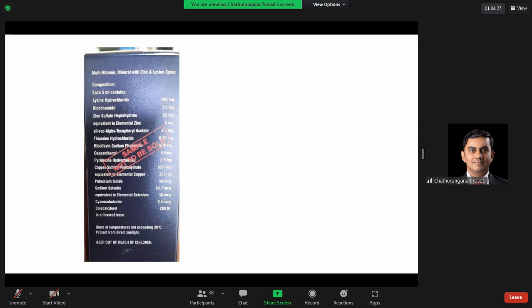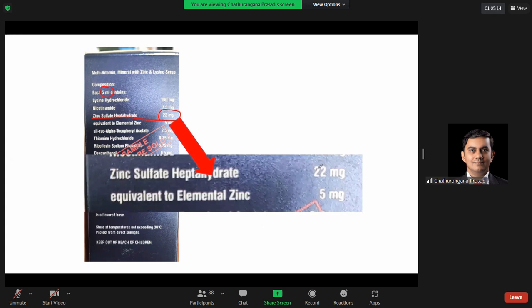Why I'm highlighting this elemental part is that this photograph is of a common multivitamin and zinc preparation that is available, called Zincovit. For some reason, almost all the GPs prescribe Zincovit instead of proper zinc. If you look at this composition, it says zinc sulfate 20 milligrams per 5 ml. If you don't know about this elemental zinc business, you will think, okay, I need to give 20 milligrams of zinc, and this says there is 20 milligrams of zinc sulfate, so I'm going to give 5 ml daily for the next 10 days. But the thing that you need to know is this part.